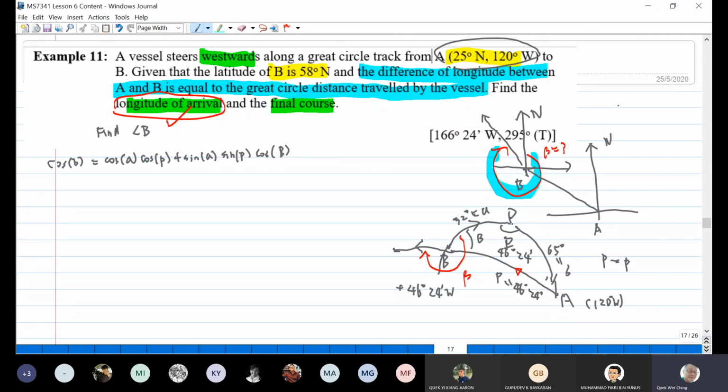And we are asked to find the cosine of angle B now. So put in the values, but before we do that, let's rearrange. So cosine B minus cosine A cosine P over sine A sine P equal to cosine B.